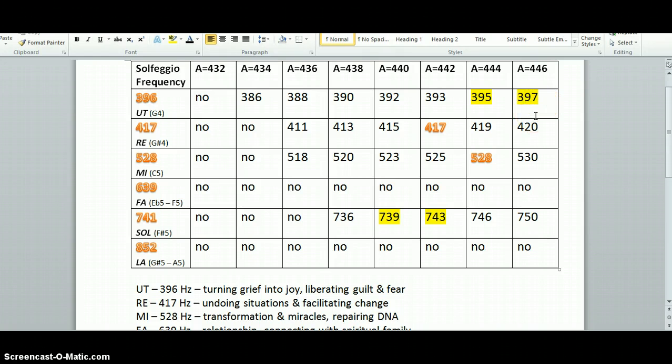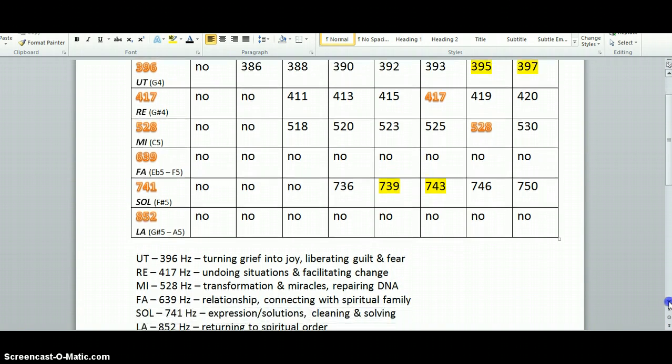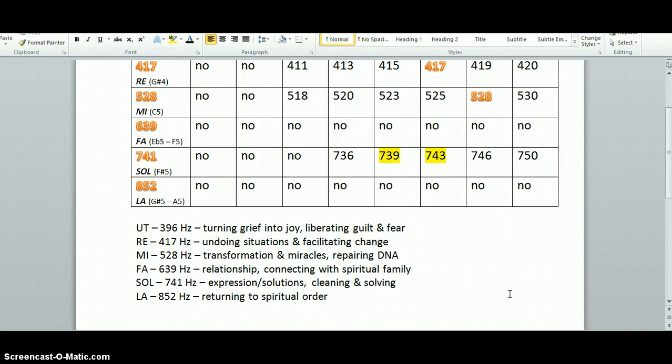So in looking at this scale, which is what they're calling the solfeggio frequencies, oot being the lowest, or in the scale wise, oot, re, mi, fa, so, la, in the solfeggio frequencies. And if we scroll down here, you can actually see what they're saying those frequencies represent. Oot, turning grief into joy, liberating guilt and fear. Re, undoing situations and facilitating change, etc. And it goes on down the list. Okay.